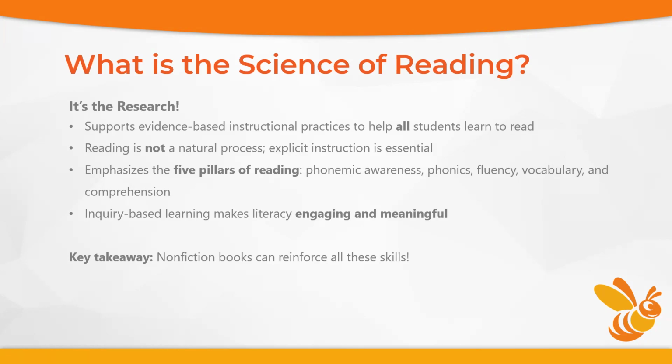So the science of reading is based on decades of research about how the brain learns to read. It supports evidence-based instructional practices that help all students become successful readers. Research tells us that reading is not a natural process, that children don't just pick it up. Instead, they need explicit instruction in the key skills that make reading possible. The science of reading emphasizes 5 essential components: phonemic awareness, phonics, fluency, vocabulary, and comprehension. These pillars work together to build strong, capable, and skilled readers.